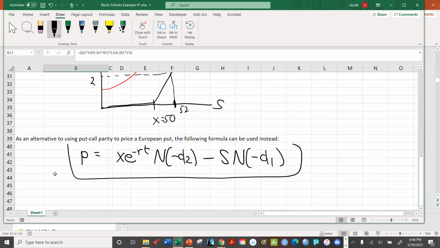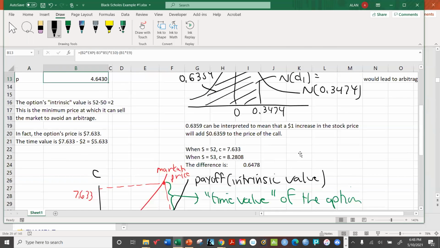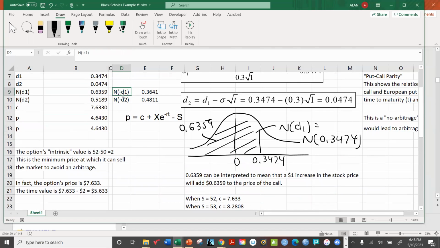I don't know how important it really is, but if you scroll up, you'll see that I've done the put price in two different ways. This is the second way. But in order to do that, I need to first calculate N(-d1) and N(-d2), which I did over here. As you can imagine, it's just the same thing we did over here, except that I changed the signs. So then I can plug everything in here.